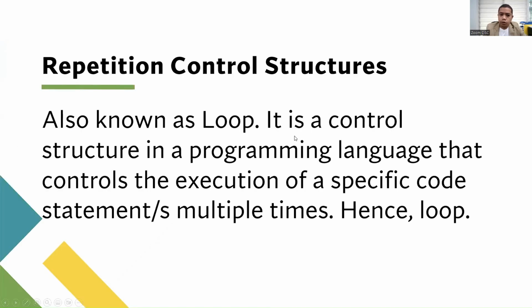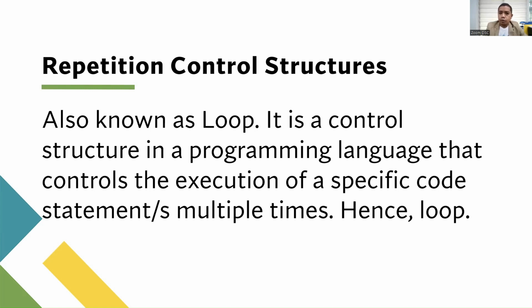A repetition control structure is also known as a loop. It's a control structure in a programming language that controls the execution of specific code or statements multiple times, hence the term loop. In contrast to the conditional control structures that we have discussed in previous chapters, the repetition control structures, thus the name, will repeat the execution of the statements inside a block of code for a given condition and given parameters.